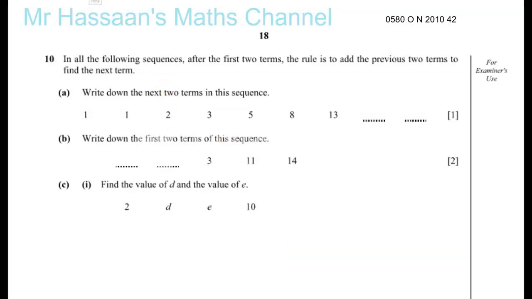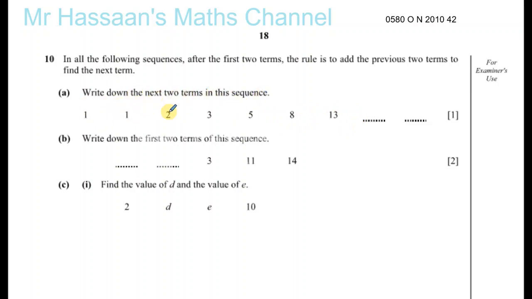Okay, so here we have October, November 2010, paper 4, variant 2. This is the last question on the paper. It's about sequences, and it says, in all of the following sequences, after the first two terms, the rule is to add the previous two terms to find the next term. This is a special type of sequence called a Fibonacci sequence. Write down the next two terms in the sequence.